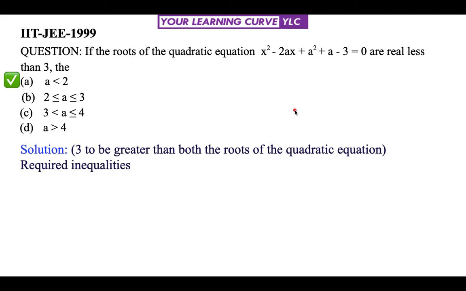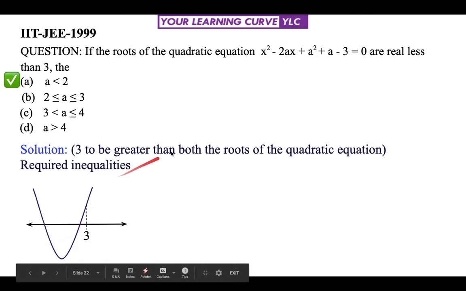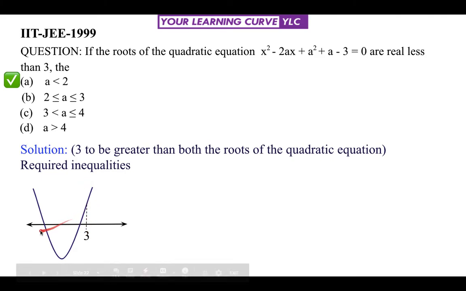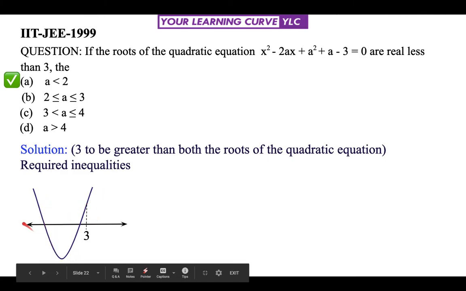So if we have to ensure that 3 is greater than both the roots, first of all we have to ensure that this is the graph of the quadratic, the parabola upwards, a is 1, 3 lies towards the right side of the roots of the equation. So f of 3 is positive, the parabola is intersecting the x-axis at two distinct points and both the points are less than 3. So let's form the inequalities.